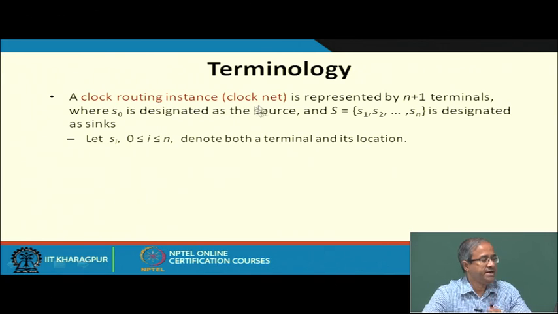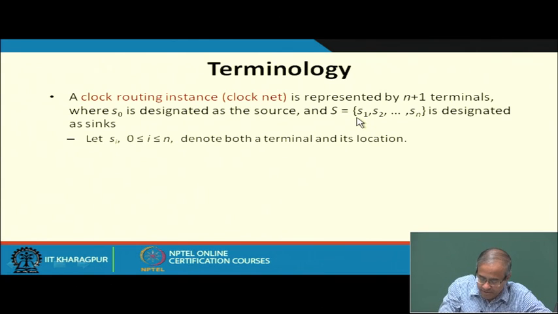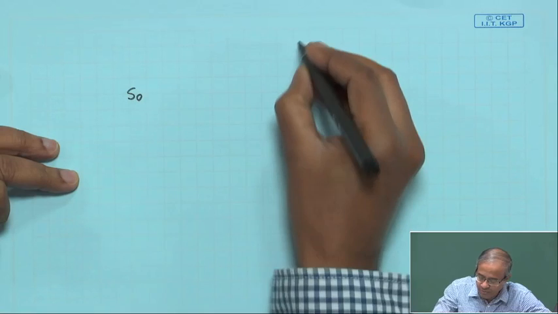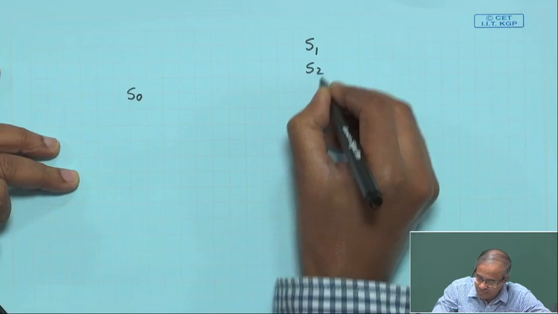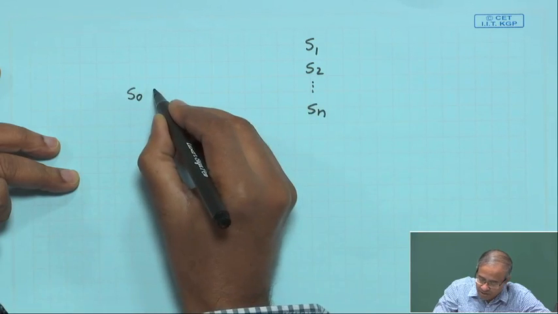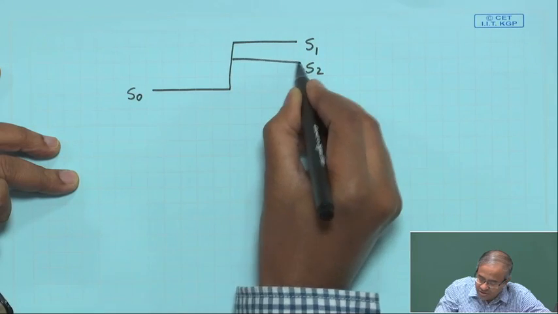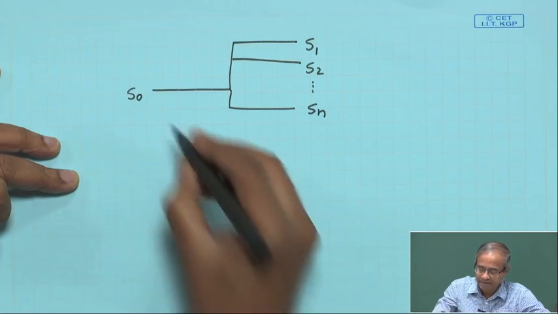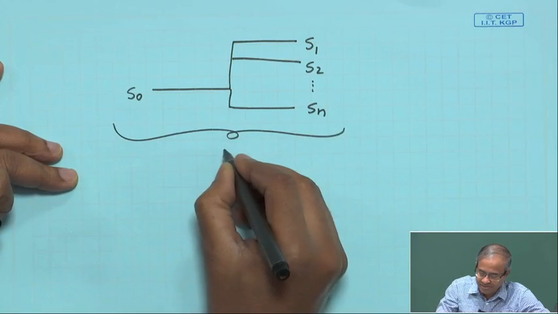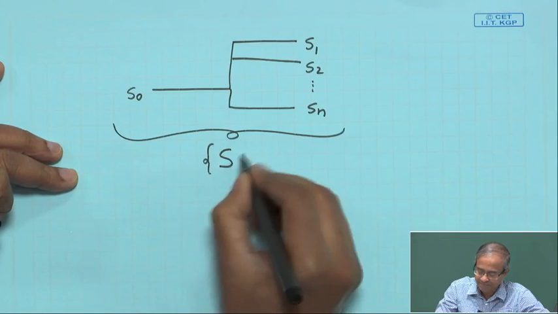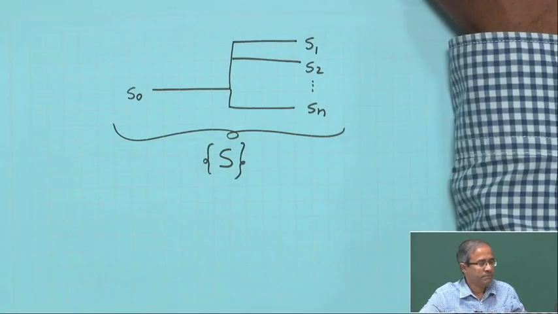So, we define a clock network, a clock net, or a clock routing instance as represented by a net with n plus 1 terminals, where there is one source called S0 and there are n terminals called sinks. So, diagrammatically it will look like this. I have a source S0 and there are n sinks S1, S2 to Sn. So, I have to lay out a net like this. S0 has to be connected to all of S1, S2 to Sn. This is a net which I am indicating by S. This is a set.